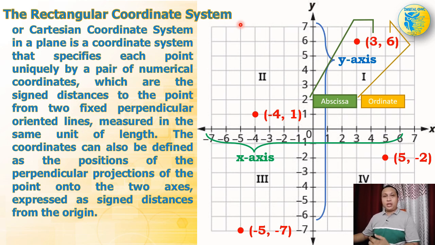Now, each unique location in the coordinate plane is defined by an ordered pair like this one. This exact location here, this red dot, is defined by the ordered pair (3, 6), where 3 is what we call the abscissa and 6 is what we call the ordinate. For this point here, the abscissa is -4, the ordinate is 1.